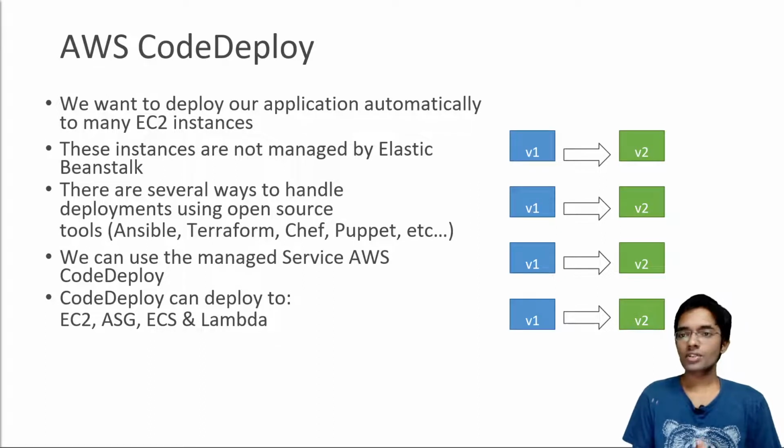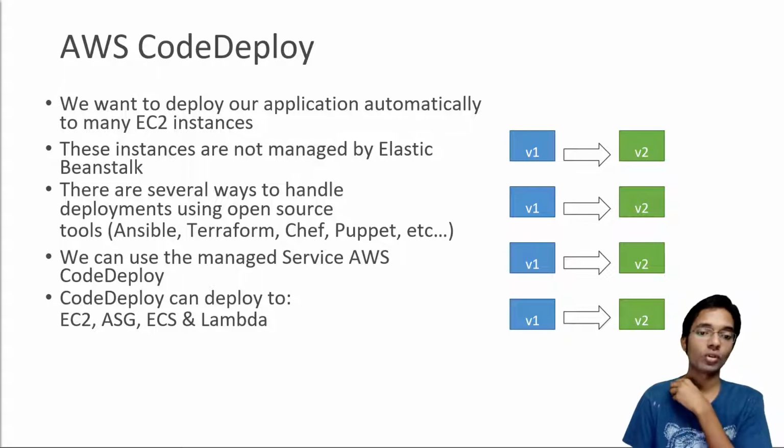Okay, so let's now get into AWS CodeDeploy. CodeDeploy is obviously going to be more of a focus on the DevOps Professional exam, but for the Solutions Architect Professional exam, you absolutely need to know how CodeDeploy works for deploying to EC2, Auto Scaling groups, Elastic Container Service, and even Lambda. So this is what this lecture is going to cover.